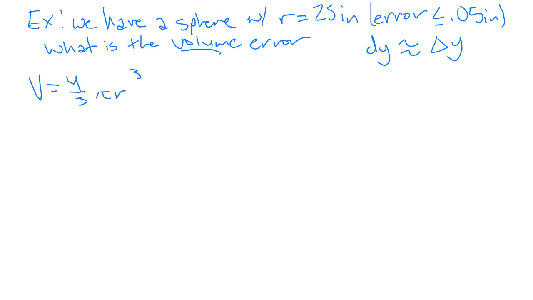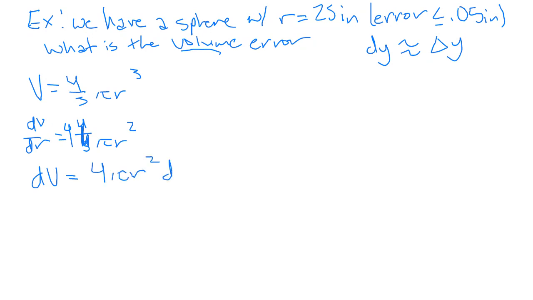Now we need to go ahead and figure out what to do. So let's take the differential of this. Essentially, if we derive this with respect to r, we're going to get dV over dr equals 4/3 pi r cubed differentiated, which is 4 pi r squared. Then we can move the dr over to give us dV equals 4 pi r squared dr.